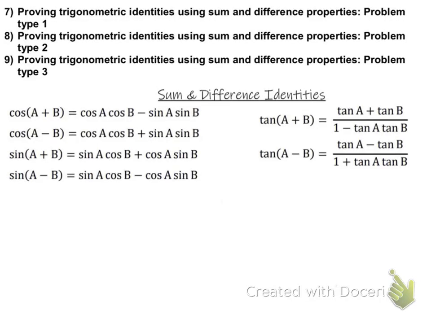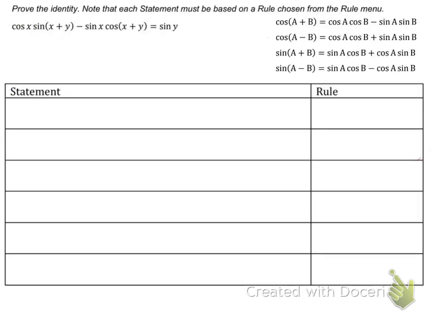Okay, so we're going to look at using the sum and difference identities for proofs. Be sure you have them listed somewhere or you have your formula sheet. So here's our first one. And when we use these, we're always going to end up using sum difference as the first step.